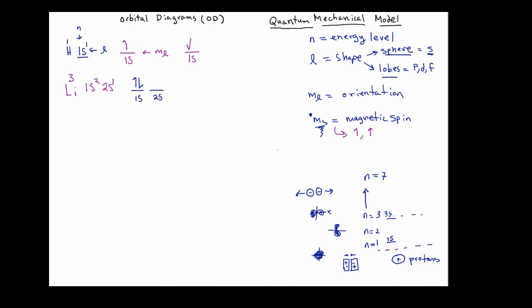Now for energy level 2, I'm going to do this. We know that this platform is energy level 2. Again, the shape is an s orbital. The platform indicates that there's only one kind of orientation. We have a single electron, so I'm going to put it in like that. And that would be the orbital diagram for lithium.